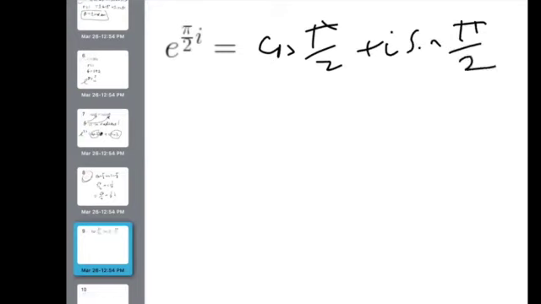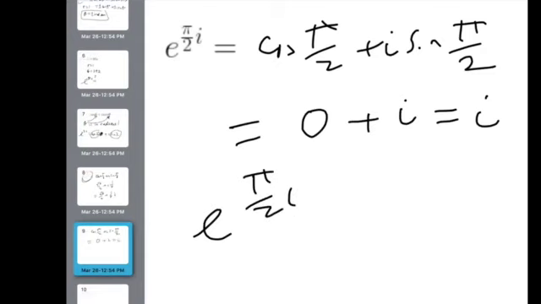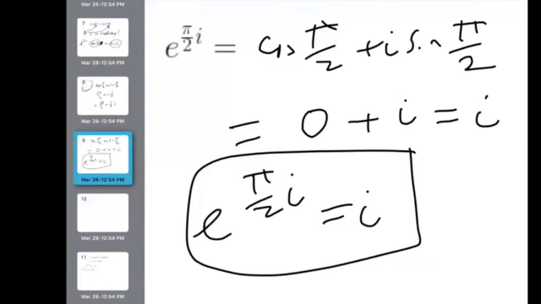Riley, I think that's pi over 4, because we have cosine pi over 2 plus i sine pi over 2. Pi over 2 is like 90, and cosine 90 is 0 and sine of 90 is 1. So e to the pi over 2i is actually just i itself. And one more sort of interesting one. What about just e to the pi i?